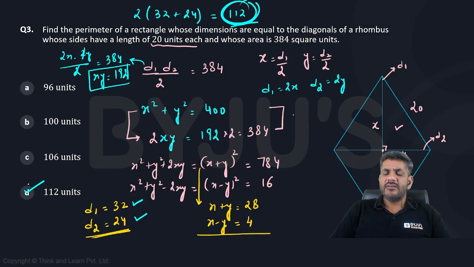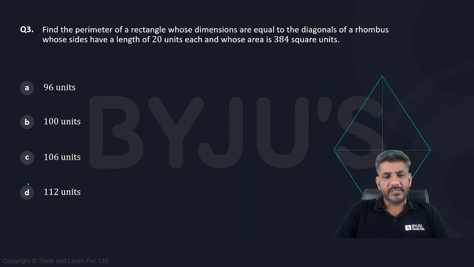So this question I would say was slightly lengthy, so I would probably put it in the category of a difficult question, but still doable. You can't say this question cannot be done. It's a doable question. The answer for this question is 112.